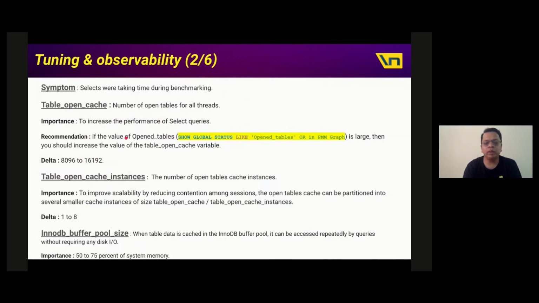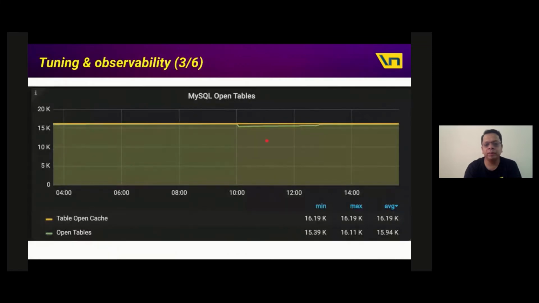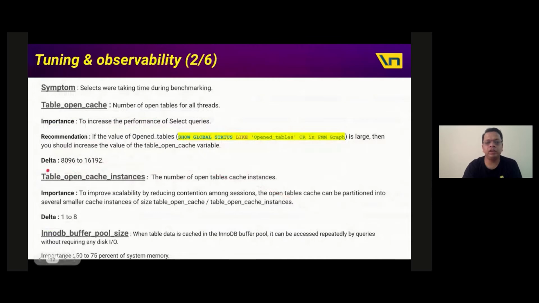So what is the recommendation generally in this case? You can see the value of open tables either by running this command, or in the PMM graph, which is on the next slide. In this slide, the number of open tables is 16.11k, and initially our table_open_cache was only 8,000. This was a clear indication that we had to increase the table_open_cache value to 16.19k, so we changed it from 8,000 to 16.19k.